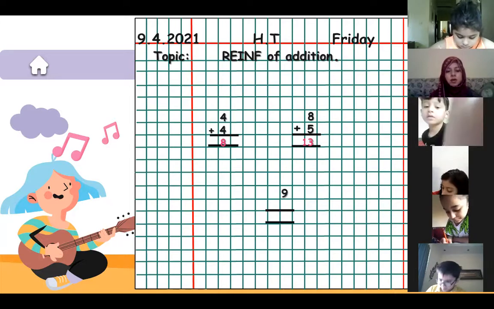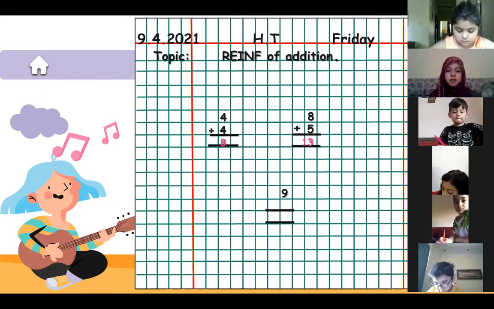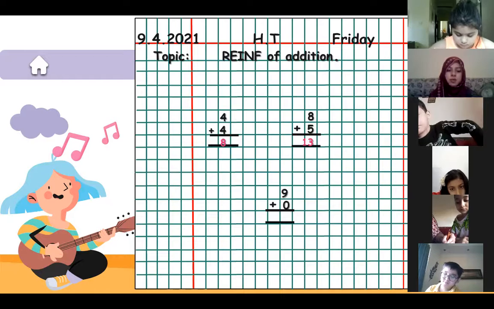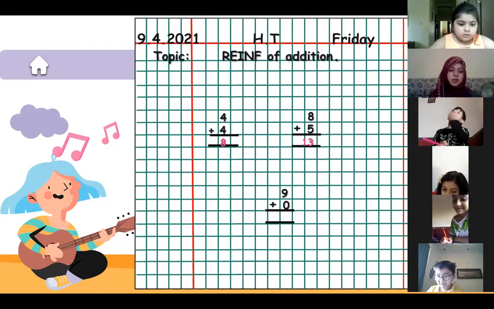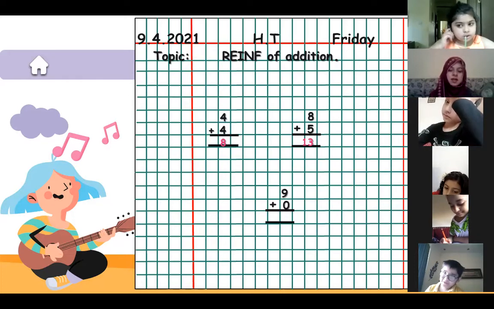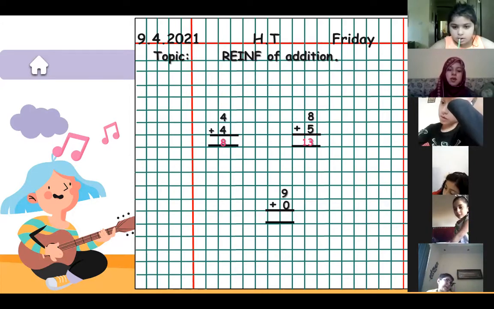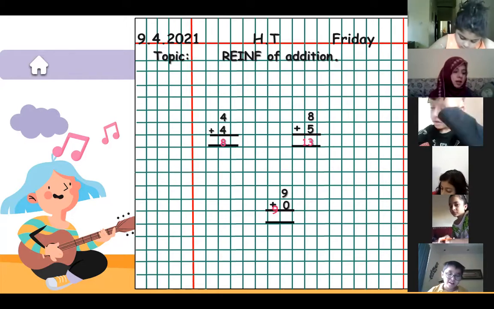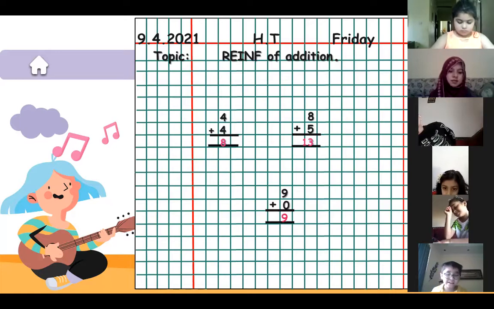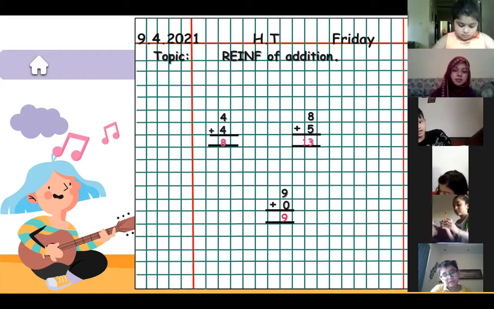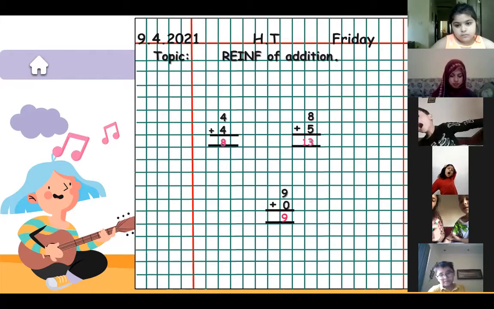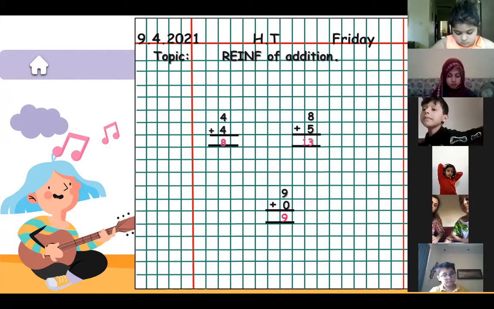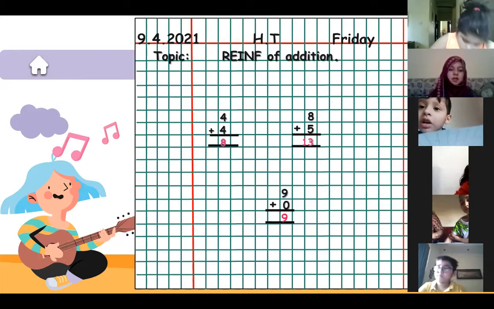9. Write number 9 in a block. And the next is 9 plus 0. How many numbers are you going to add to 9? 0 means nothing, so we are going to add nothing to 9. So your answer is 9. Write 9 between the lines. Done, everyone?